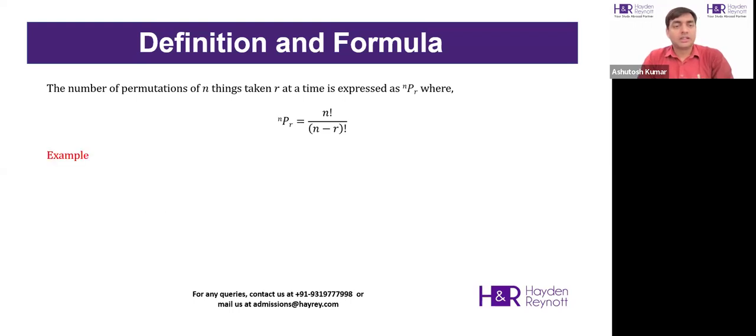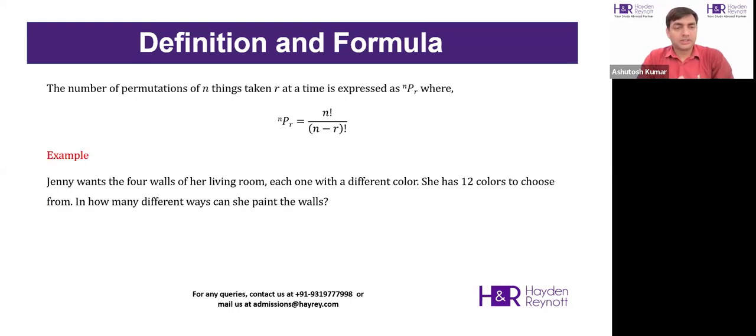If we talk about an example question here: Jenny wants to paint the four walls of her living room, each one with a different color. She has a total of 12 colors to choose from. In how many different ways can she paint the four walls? So to figure out the number of ways to paint the four walls out of the 12 colors, it will be simply 12P4. So it will be 12 factorial over (12 minus 4) factorial, that is 8 factorial.